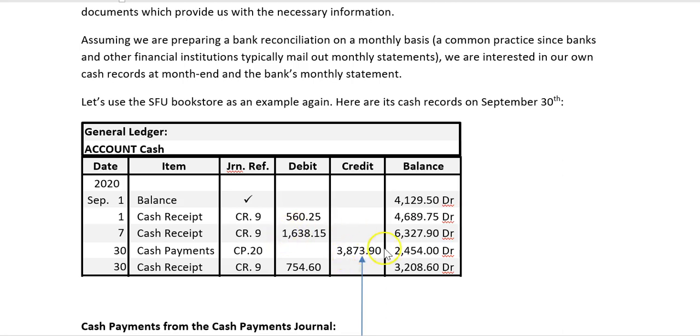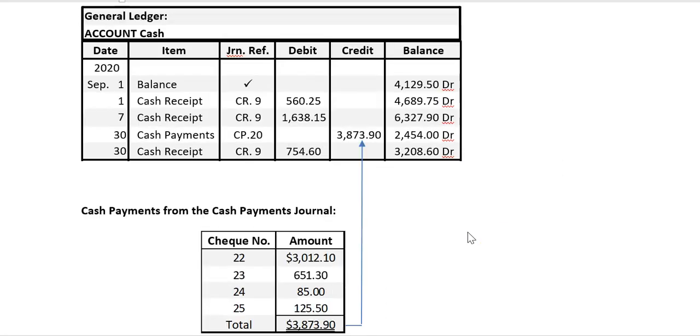The cash payments have been moved in to this table in bulk. So the cash payments are coming from the cash payment journal. And we have 4 checks, which add up to $3,873.90. The last of the month, we subtract this amount off from our general ledger cash account. And at the very end, we're left with a balance of $3,208.60.